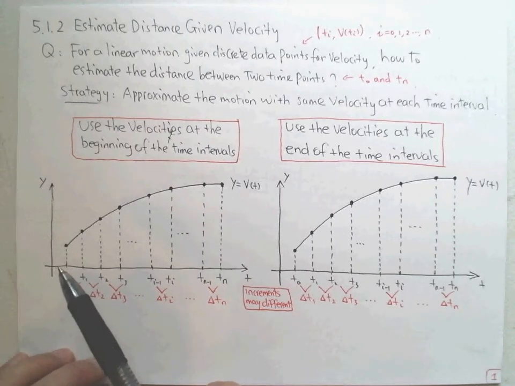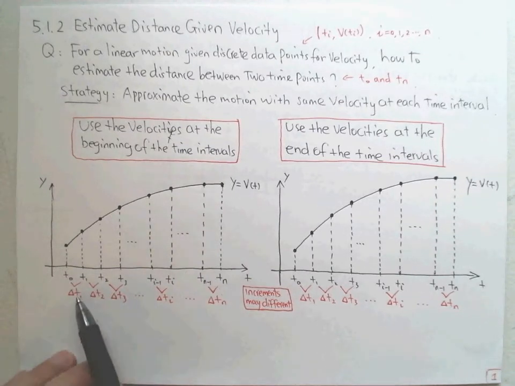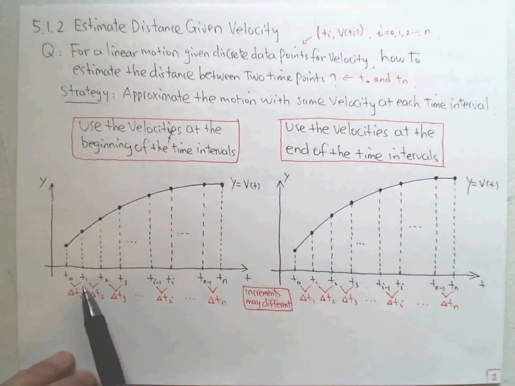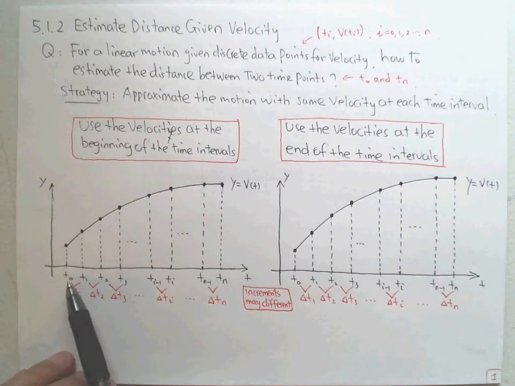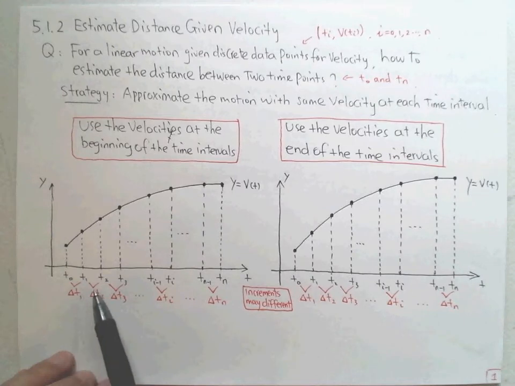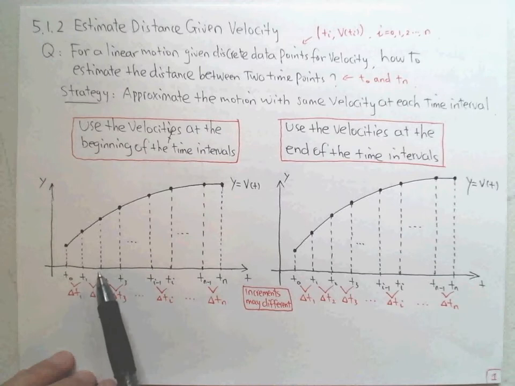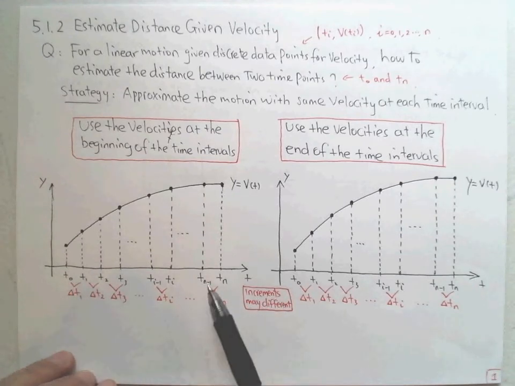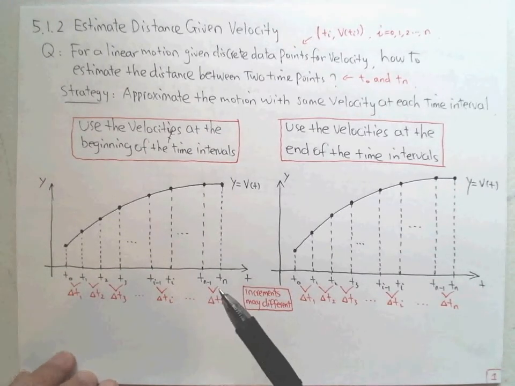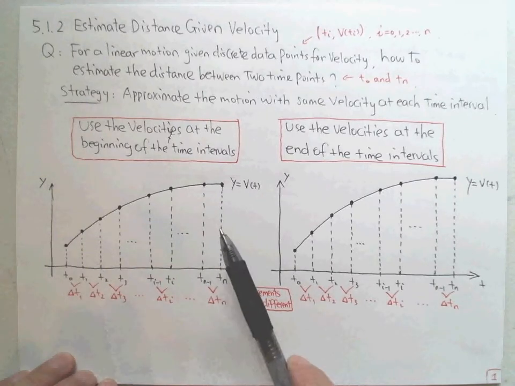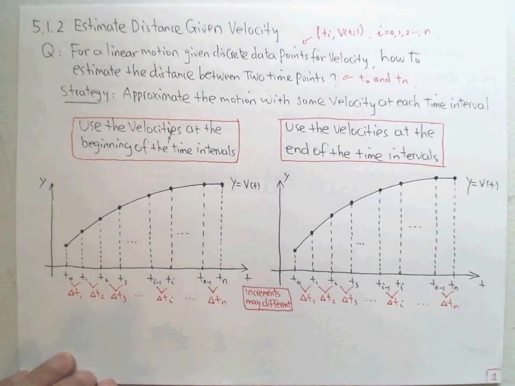One more thing: the increments may also be different. The increment means the distance between time points. That means t1 minus t0 is delta t1, then delta t2, delta t3, delta ti. Each time interval has an increment, and these increments are probably different, which is okay. So now the question is how to estimate, from time t0 to time tn, how long the distance is that the particle travels.